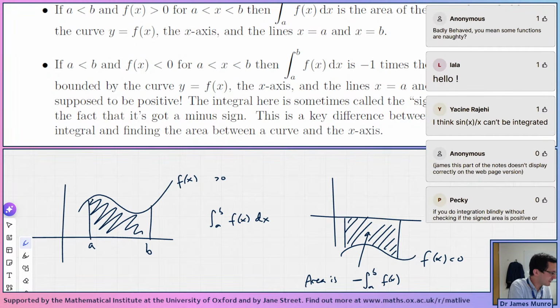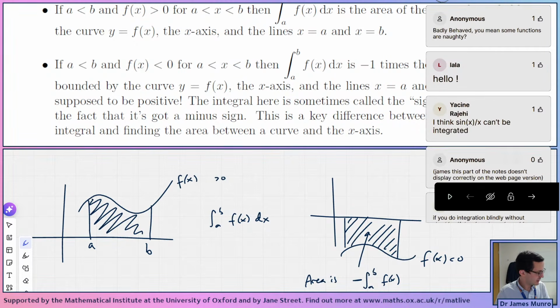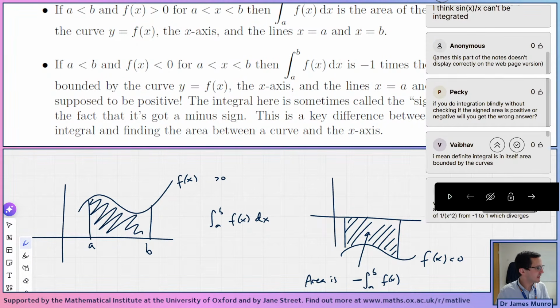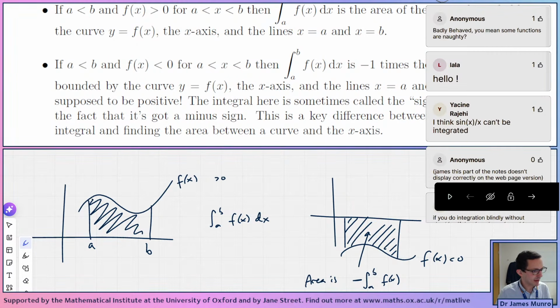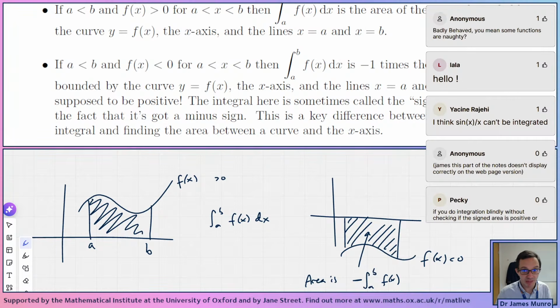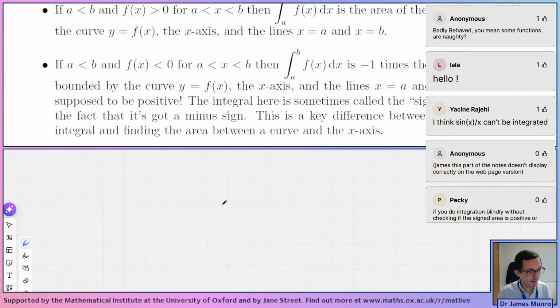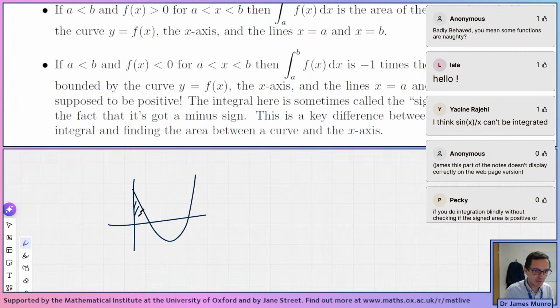If you do integration blindly without checking if the signed area is positive or negative, will you get the wrong answer? Possibly. I mean, you'll notice when you get the final answer, if you get a negative number, you'll know that something has gone wrong because areas are supposed to be positive. The case that I'd like you to be really careful about is ones like this, where you're trying to find the total of these areas.